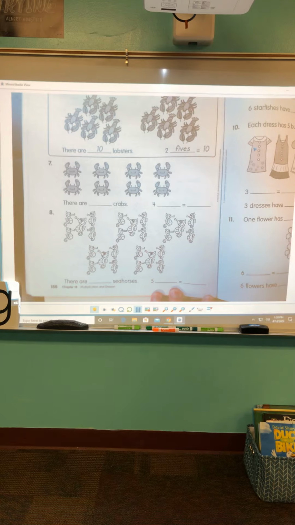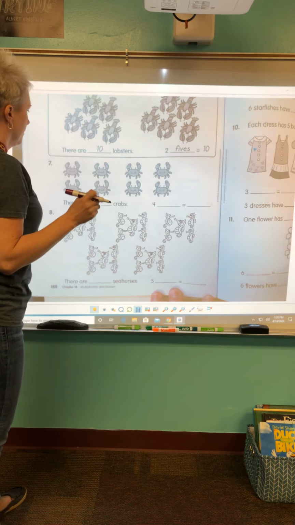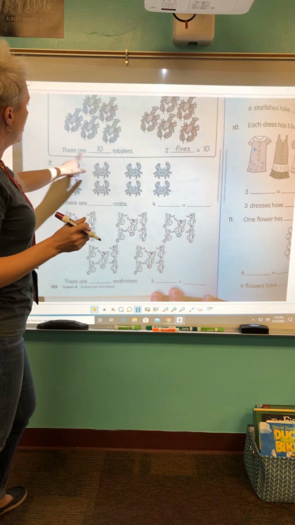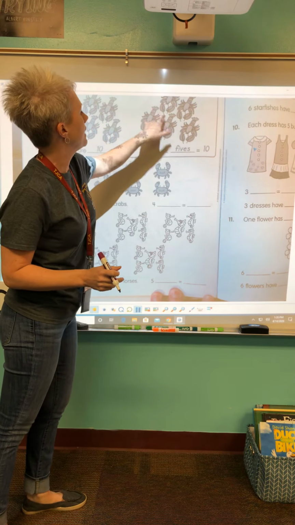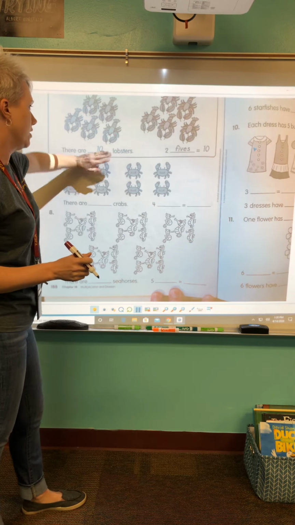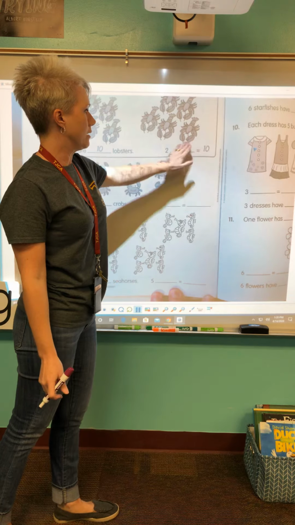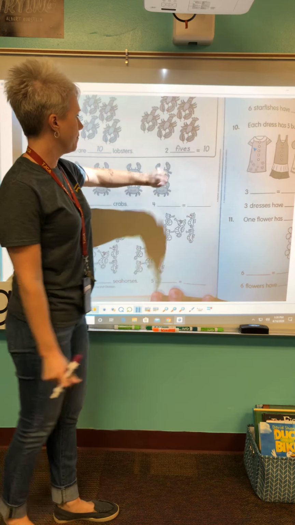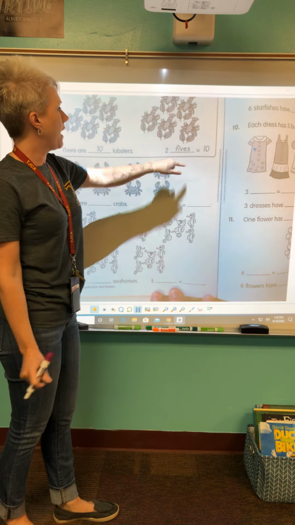All right, they've given us our example at the top. There are 10 lobsters. 1, 2, 3, 4, 5, 6, 7, 8, 9, 10. That's how many we have altogether. There are 10 lobsters. 2 5s equal 10. And we had to fill in that blank in their example. 2 sets or 2 groups of 5 equals 10.